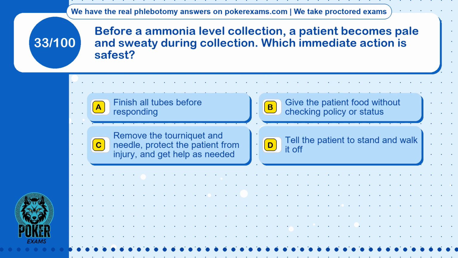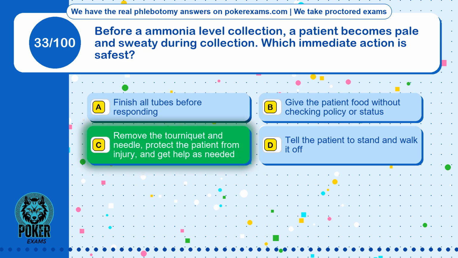Question 33. Before an ammonia level collection, a patient becomes pale and sweaty during collection. Which immediate action is safest? Option A. Finish all tubes before responding. Option B. Give the patient food without checking policy or status. Option C. Remove the tourniquet and needle, protect the patient from injury, and get help as needed. Option D. Tell the patient to stand and walk it off.